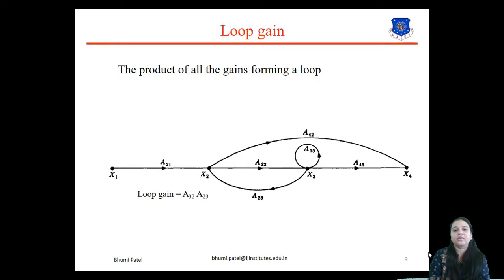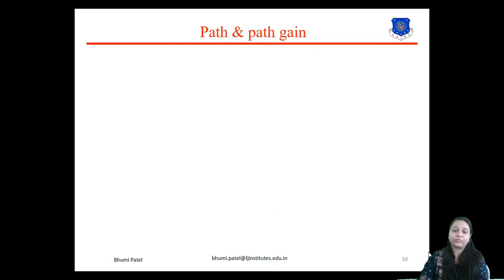The loop gain is the product of the branch gains encountered in traversing the loop, meaning the product of all the gains forming a loop. So the loop gain of the system is equal to A32 into A23. You can see this in the diagram.